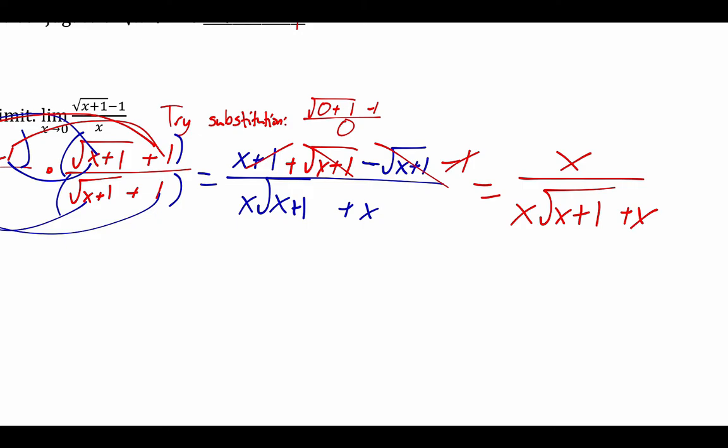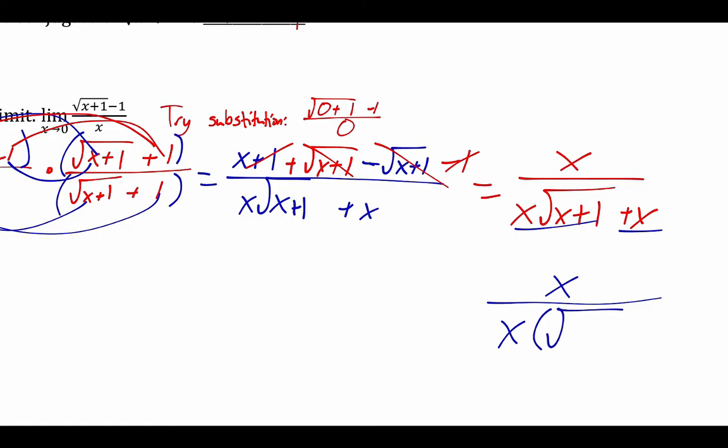Now, we can clean this up even more, because right now, if we still plug in 0, we get 0 over 0 times 1 plus 0, just 0. That's annoying. So we have to do a little bit more factoring. In that denominator, we really have two pieces here. We have that first piece, x times the square root of x plus 1, and x. They both have that common factor of x. So we can factor that out.